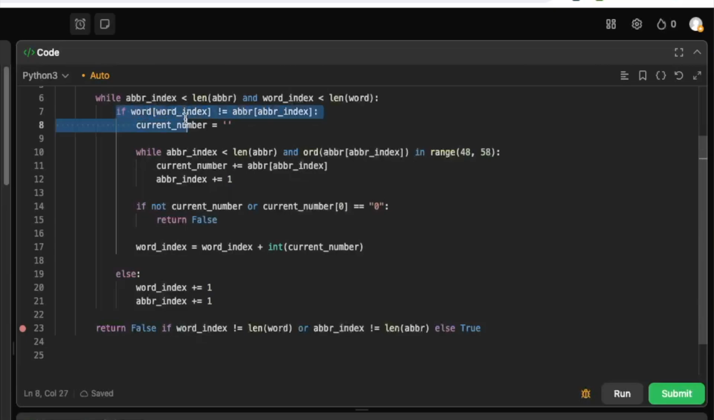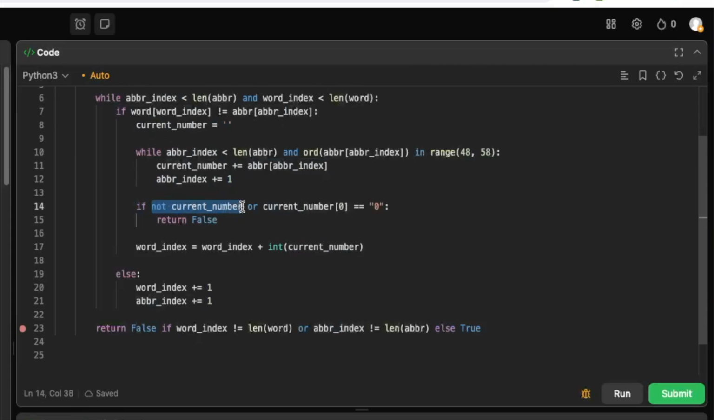This is the harder case here. So here we check if the abbreviation and word character are not equal. So what we do is try to parse out a number from the abbreviation. So we go through the abbreviation, and while the character we're looking at in the abbreviation is a digit, what we're going to do is add that digit onto this current number variable and increment our index by 1. So we have 2 cases we're handling here.